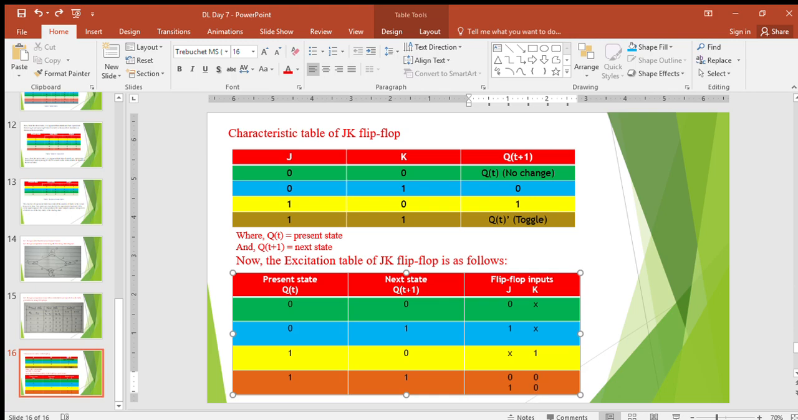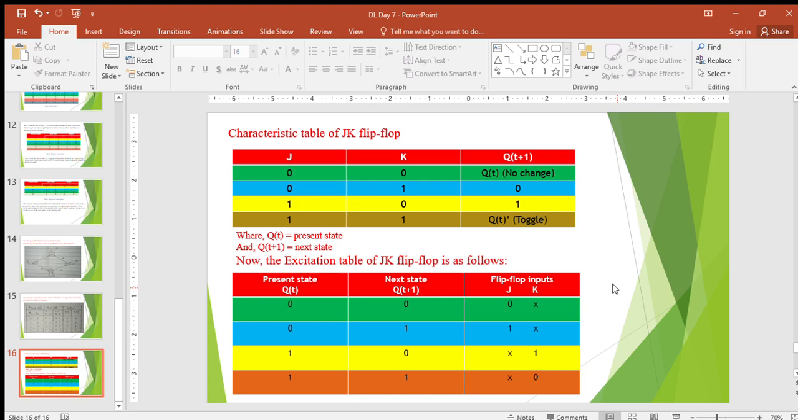The K flip-flop input always possesses the value of 0, and it doesn't matter whether the J input provides 1 or 0. So it is a don't care condition. It can have either 0 or 1 as the value. So finally, this is the final excitation table of the JK flip-flop which we have to construct.